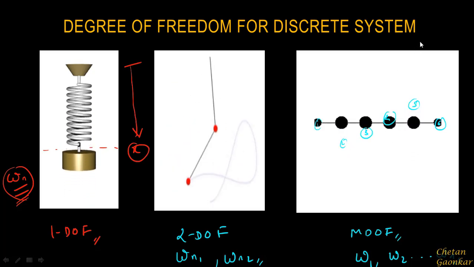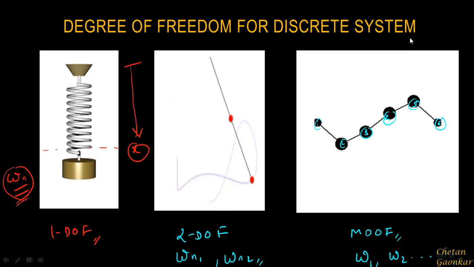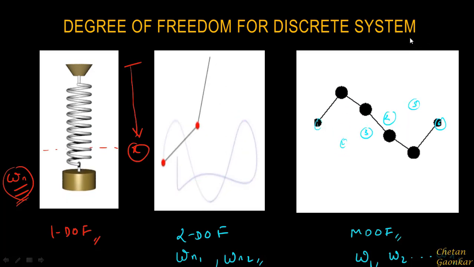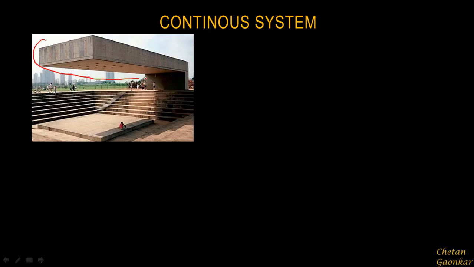About this discrete system. But what about a continuous system? Suppose we have a continuous system like this. If you look at this entire structure, it is like a cantilever beam, right? It is like a cantilever beam.